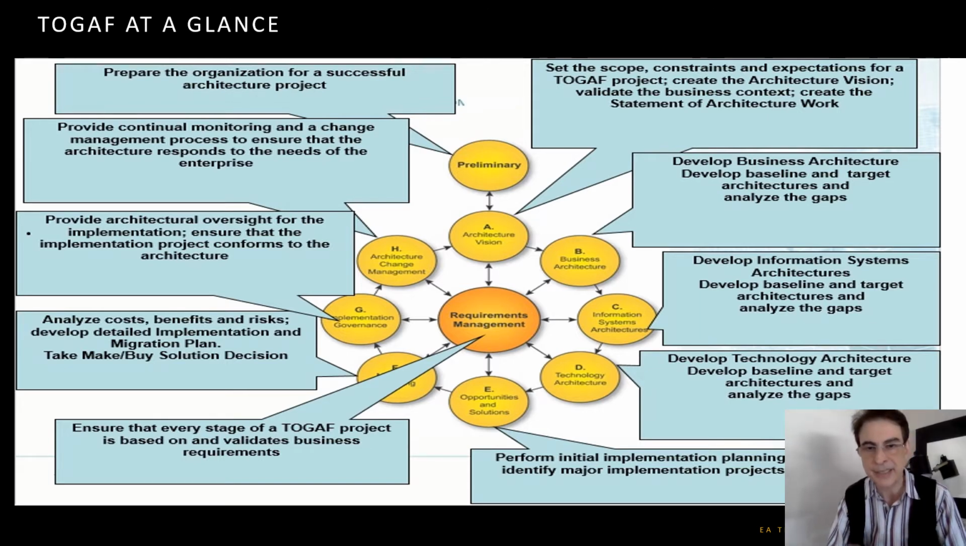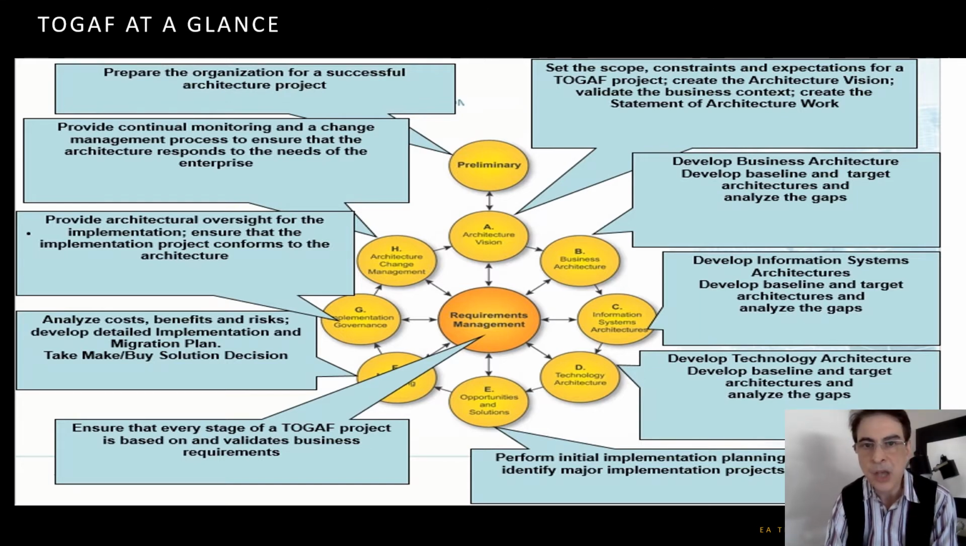Moving on is the next module, which is migration planning, in which TOGAF states that we ensure that every stage of a TOGAF project is based on and validates business requirements. Moving on next, it's implementation governance, where we look at analyzing costs, benefits, and risks, and develop a detailed implementation and migration plan, and make decisions in terms of make, develop in-house, buy, and such.